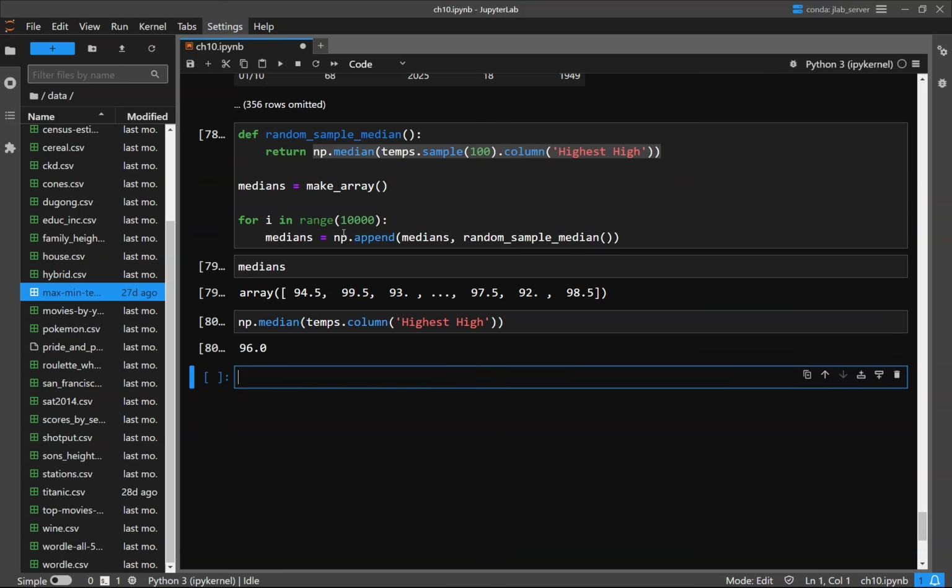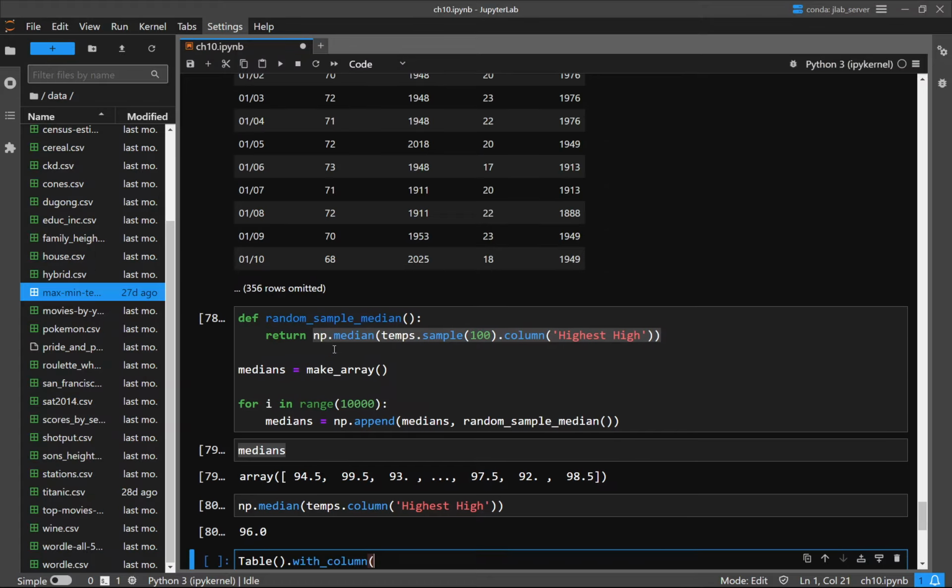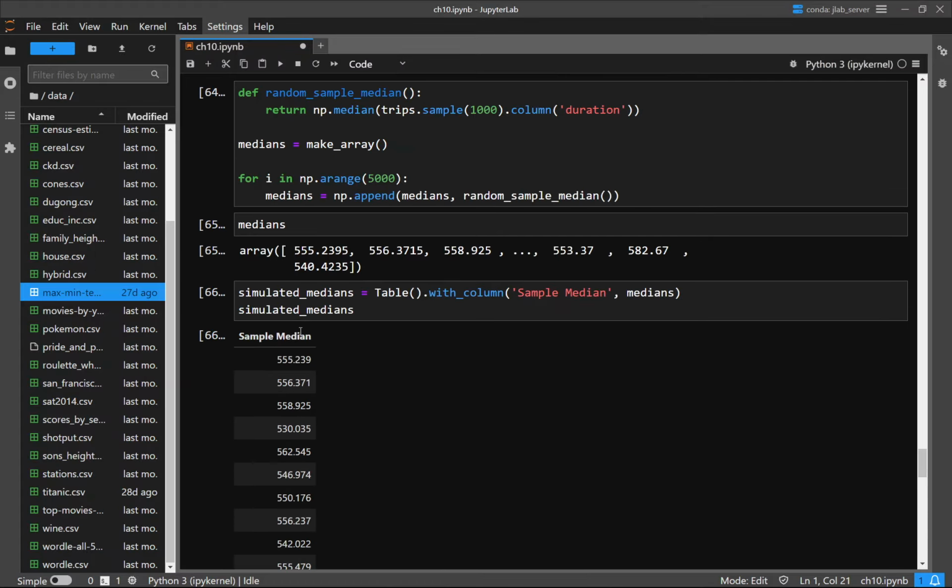But now we can do a histogram of our medians values by putting them into a table. It's like a blank table with a column for all the different values that I see here. What did I call it last time? I think I just called it sample median, right?